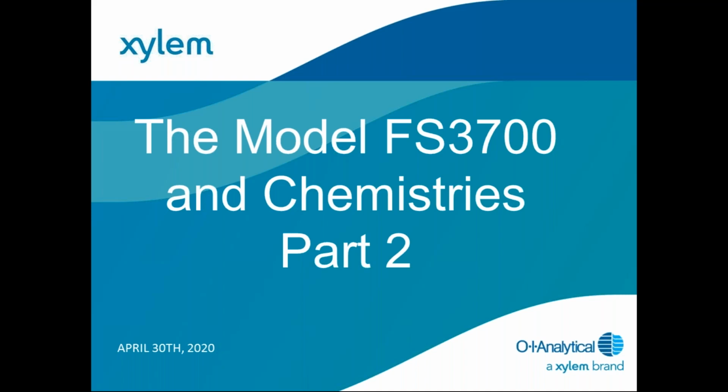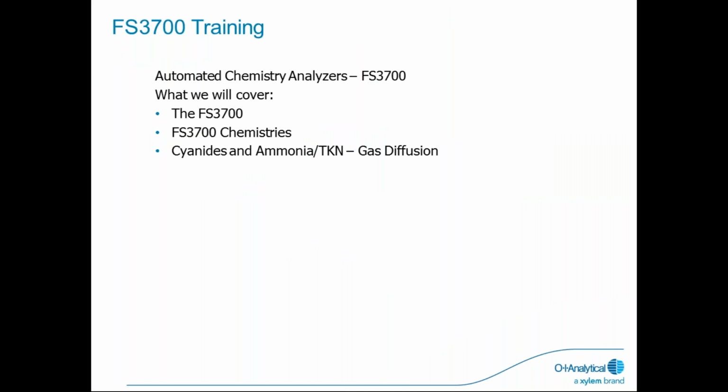Thanks again, Michael, and welcome everyone. This is our part 2 of the series on the model FS3700 Automated Chemistry Analyzer and Chemistries. So today what we'll be covering is going over the FS3700 Auto Analyzer, talking about the FS3700 Chemistries, and paying a little attention to cyanides and ammonia TKM by gas diffusion. Those are some of the most popular chemistries that we sell, so wanted to cover that a little further.